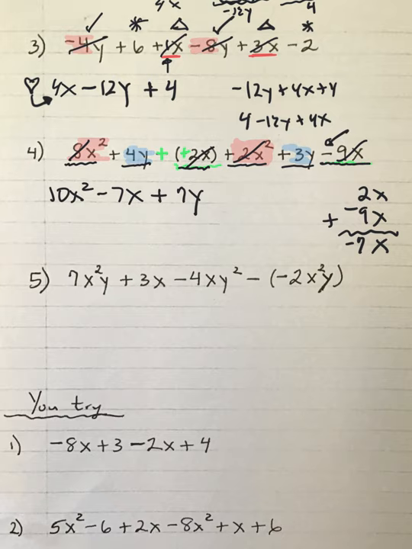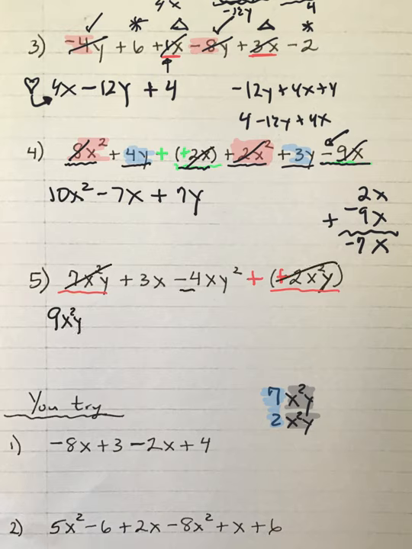Okay, so in number 5, if you stopped the video and tried yourself, the first thing I would do is change subtraction to addition and its opposite to clean up those double signs. And then which ones are like each other? So aren't these two like each other? So how many x squared y's do we have? If we have a 7x squared y and a 2x squared y, then how many x squared y's do we have? They're both x squared y's. Don't we have 9 x squared y's? So we're going to say we have 9 x squared y's.